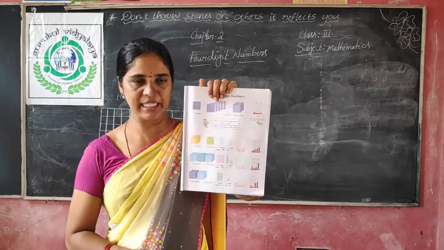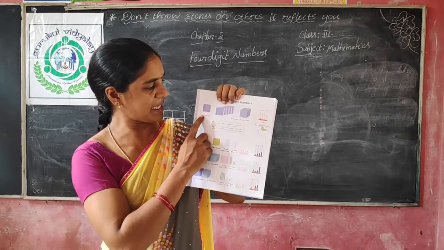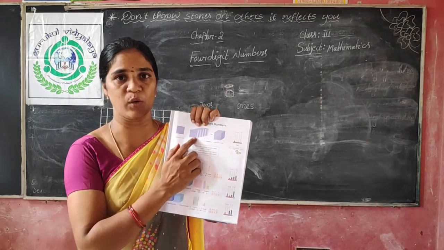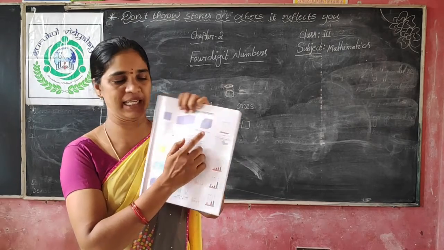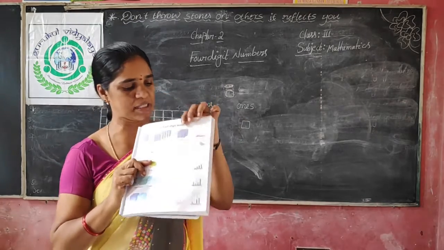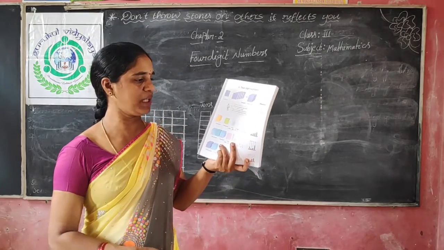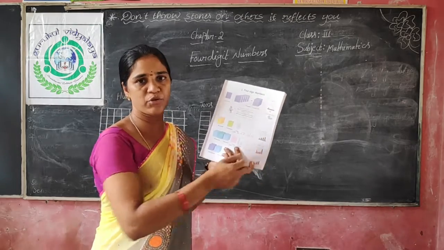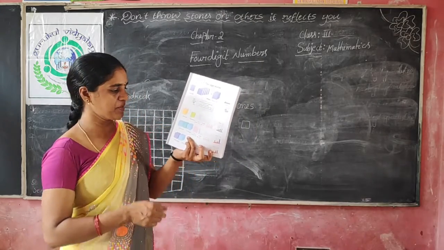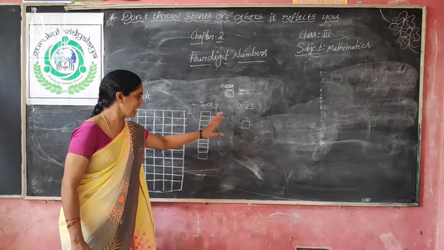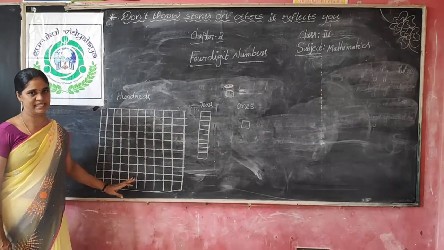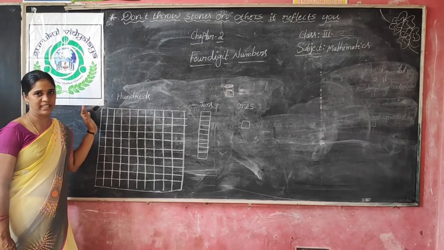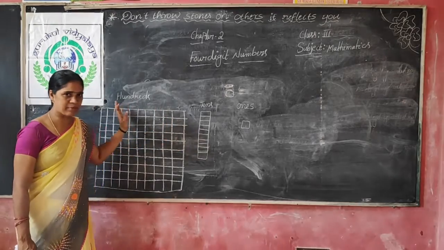See, this full square indicates 100. Ten of these will be there, so 10 hundreds will make 1000. Now see, this cubical box indicates 1000. Here they have given these boxes. By seeing these boxes, we have to write the numbers, and we also have to show that number on the abacus. Clear, children? This indicates ones, this indicates tens and this indicates hundreds. Like that, 10 boxes will be there, and 10 boxes means 1000 only.